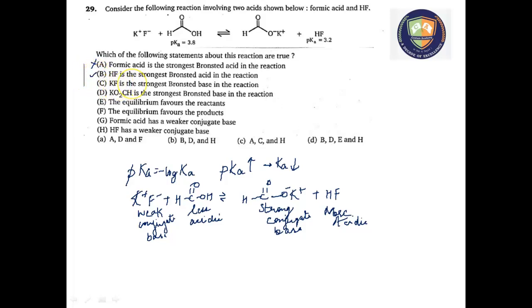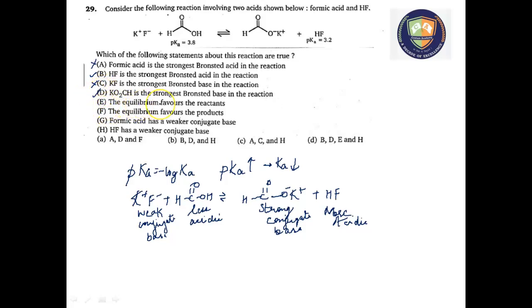Third, KF is the strongest Bronsted base in the reaction. No, KF was the weak conjugate base, so it is not the strongest Bronsted base. So C is incorrect. D is that C double bond OH is the strongest Bronsted base in the reaction. Yes, this is correct, because this acid was weak, so its conjugate base was strong. So option D is correct.